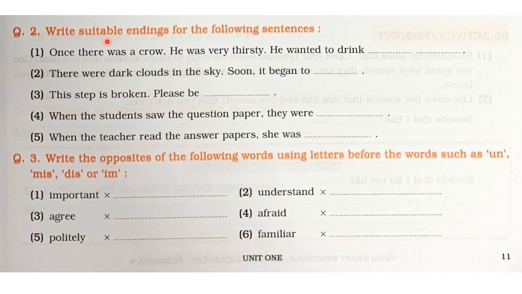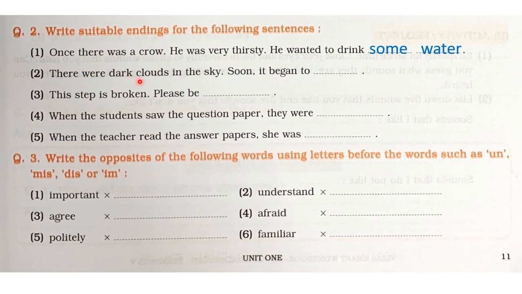Question number 2. Write suitable endings for the following sentences. So now we have to write proper, that is suitable, endings for these following sentences. So let us start. First one is, once there was a crow. He was very thirsty. He wanted to drink dash. So here it is clearly said that there was one crow and he was very thirsty. So when we are very thirsty, what do we drink? We drink some water. So the same is over here. Once there was a crow, he was very thirsty, he wanted to drink some water.